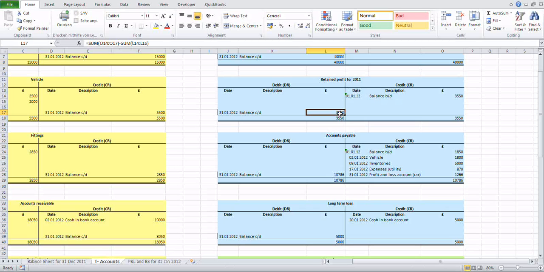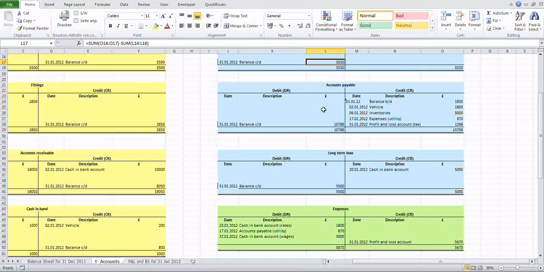The retained profit from last year is still 3,550. Nothing has changed there, but we will need that figure for our actual balance sheet later, because of course we may have made a profit during January. So we need to take that into account as well later. The accounts payable, there was quite a large amount here, quite some line items here on the credit side. This is balanced out on the debit side, going against the balance sheet of 10,786. So this balances this account as well.